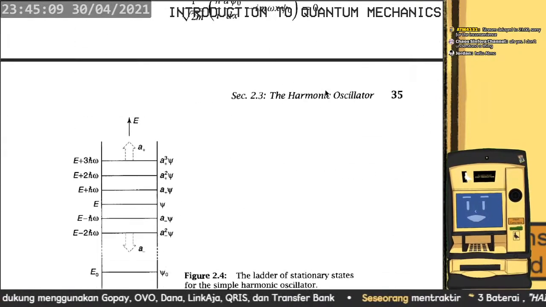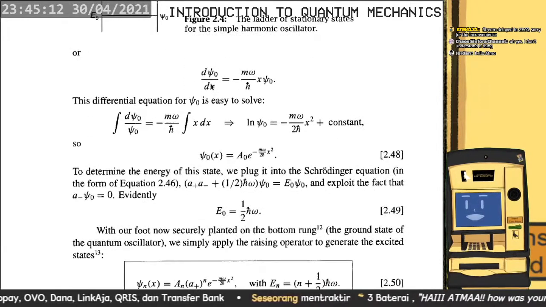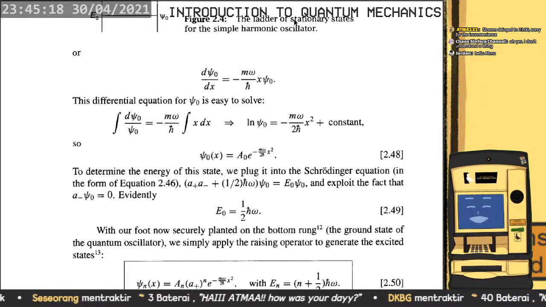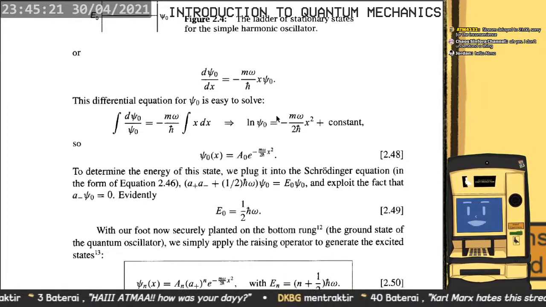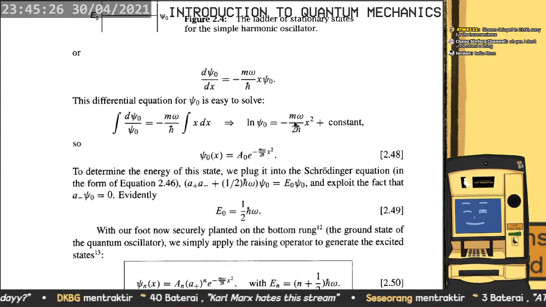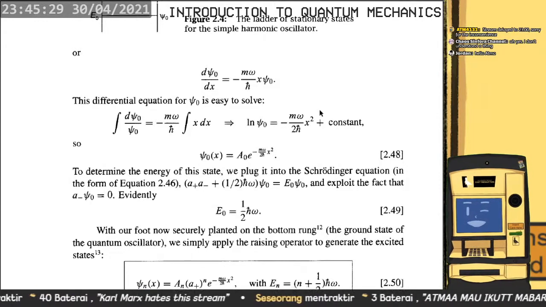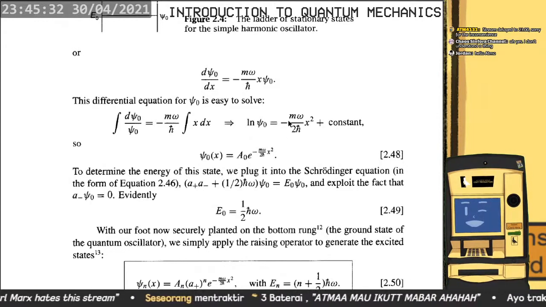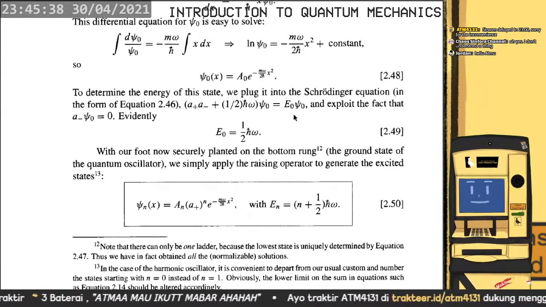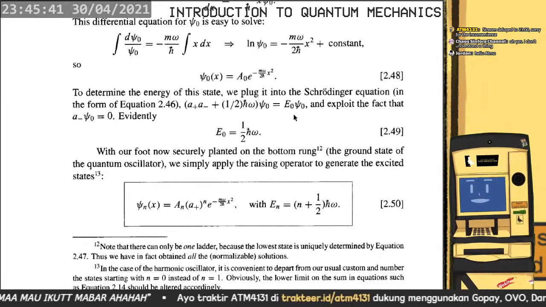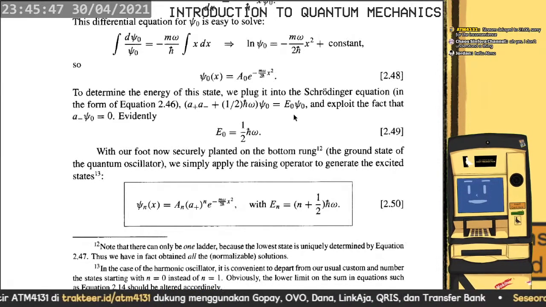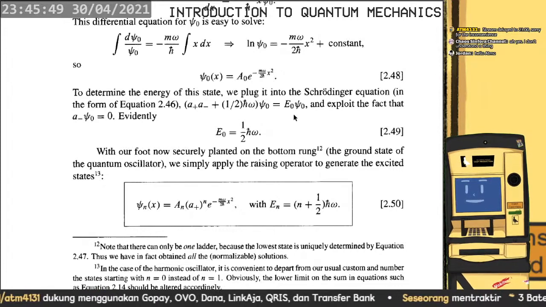That is to say, this differential equation for ψ0 is easy to solve. Now we are playing with the ladder. ψ0 equals this plus a constant. To determine the energy of this state, we plug it into the Schrödinger equation in the form of equation 2.46, A plus A minus plus ħω/2 equals this, and exploit the fact that A minus ψ0 equals 0.